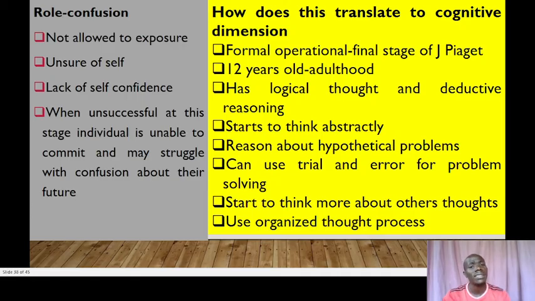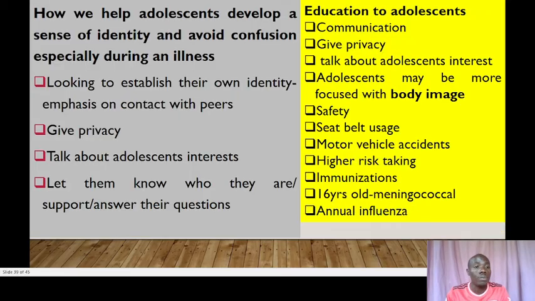So how does this translate to the cognitive dimension? In this stage, guys, we have formal operational, which is the final stage of Jean Piaget. So 12 years old to adults, they have logical thinking and deductive reasoning. They can start to think abstractly and reason about hypothetical problems and can use trial and error for problem solving. They start to think more about others' thoughts and they use organized thought processes.